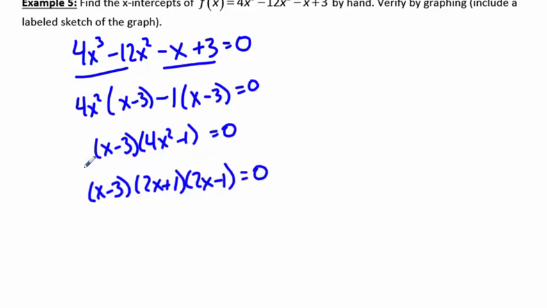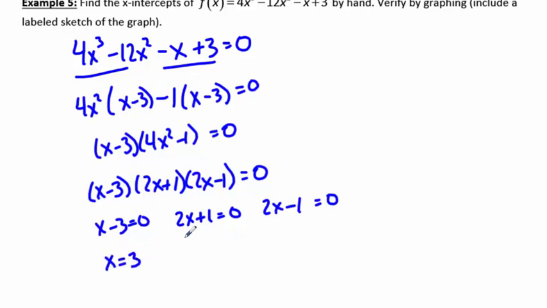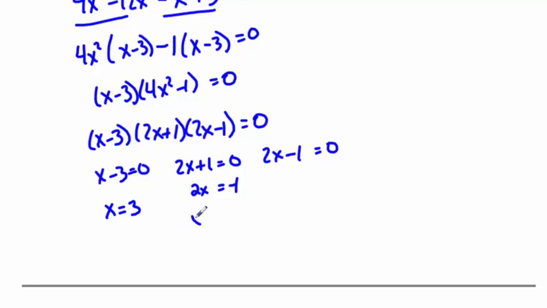Now we have 3 parts of a product all equal to 0. So we're going to have x minus 3 equals 0, 2x plus 1 equals 0, and 2x minus 1 equals 0. Adding the 3 over is going to give me x equals 3 for my first answer. Next, if I subtract the 1, I'll get 2x equals negative 1, or divide by 2, x equals negative 1/2. And if I add 1 to both sides, I'm going to get 2x equals positive 1. Dividing both sides by 2 gives me positive 1/2. So I have 3 answers.